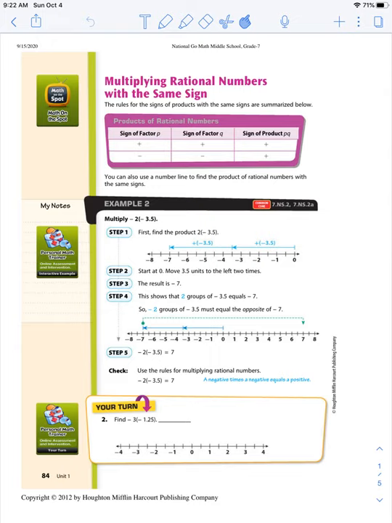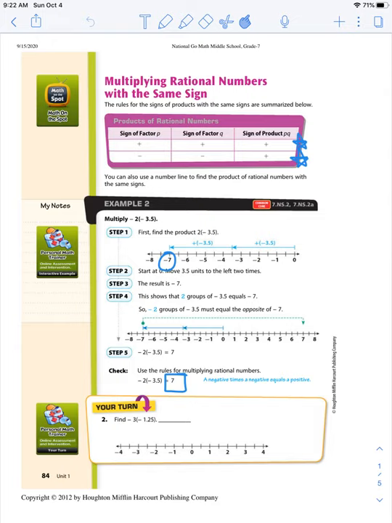All right, so this page focuses on multiplying rational numbers with the same sign. Remember, a positive times a positive is a positive, and a negative times a negative is also a positive. All right, so let's look at this example. If you notice, this is actually the same numbers that we did on the last page. We did 2 times negative 3.5, and our answer was negative 7. Well, now we're going to do negative 2 times negative 3.5. I know a negative times a negative is a positive. It's going to be the same number, but the opposite. So our answer is going to be positive 7.